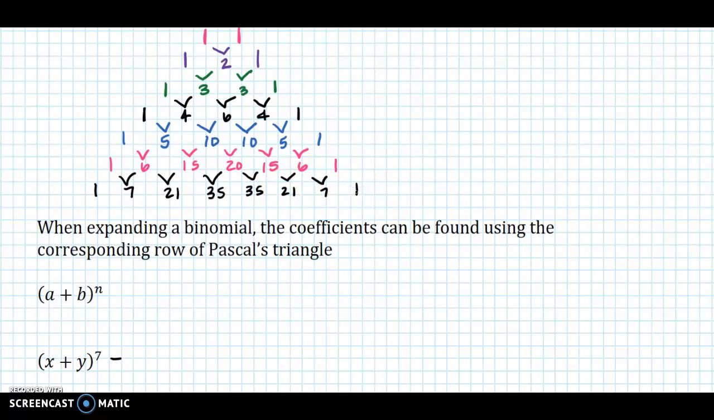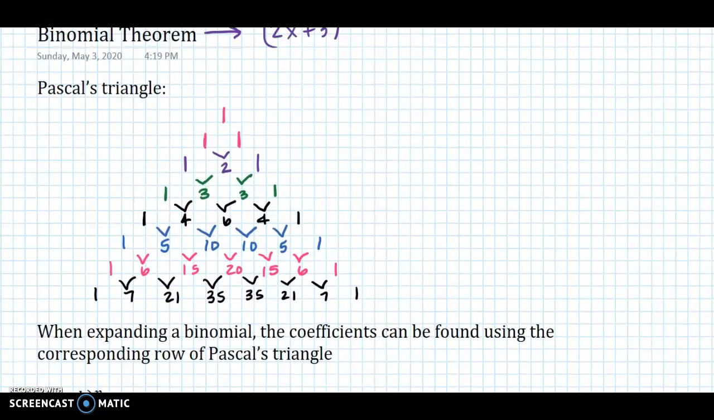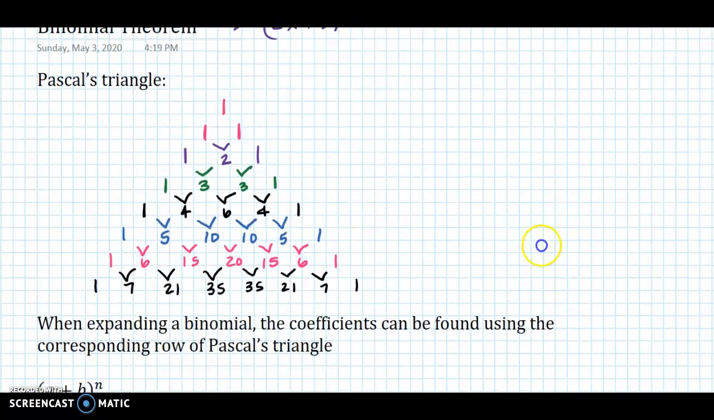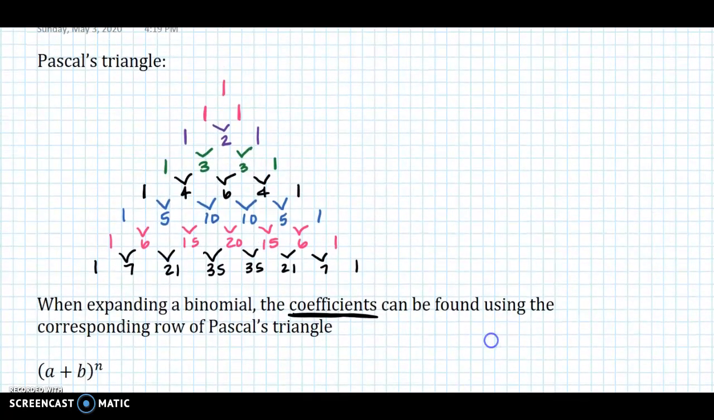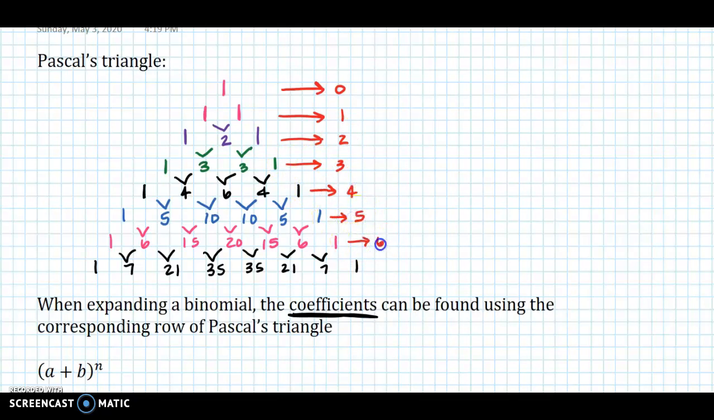So we can actually use this pattern to help us expand binomials. When expanding a binomial, the coefficients can be found by using the corresponding row of Pascal's triangle. Each row has a number. The perhaps tricky part is that the row on the top is row 0. Then the one with 2 ones is row 1. Then row 2, 3, 4, 5, 6, and 7. And again, this pattern continues on forever.